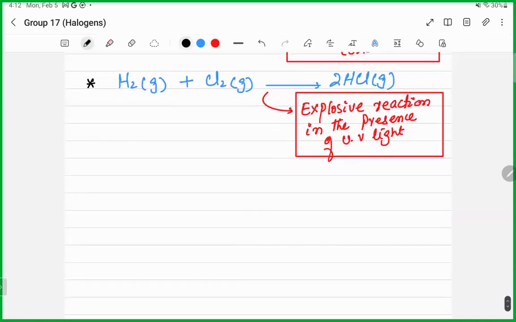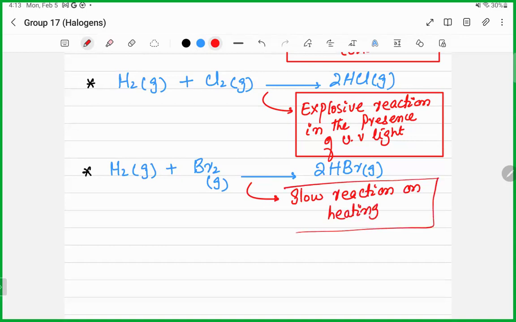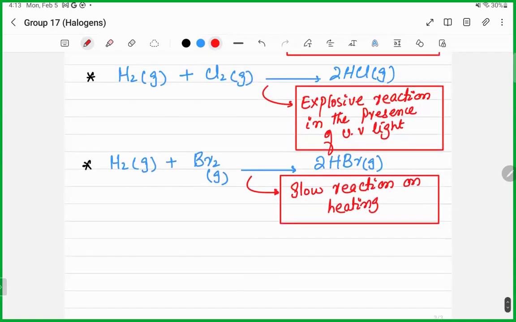Okay? Clear? In a similar way, if you have the same reaction taking place with bromine Br2, I'm taking Br2 in a gas form, right? And taking 2HBr, which is also gas. Okay. Now, this reaction is a slow reaction and it requires heating. So, bromine is less reactive than chlorine. So, slow reaction, okay? And on heating, they react together. क्लियर बेटा? सो यस, ब्रोमीन को हीटिंग रिक्वायर्ड है.